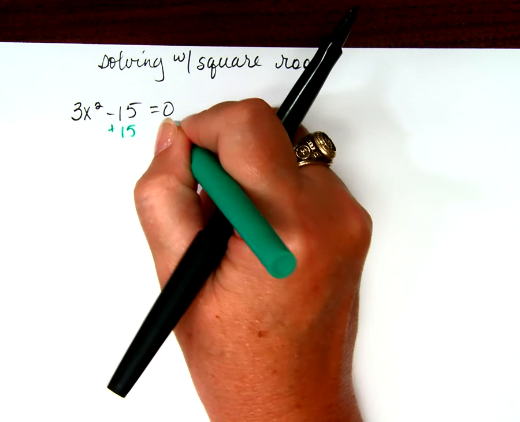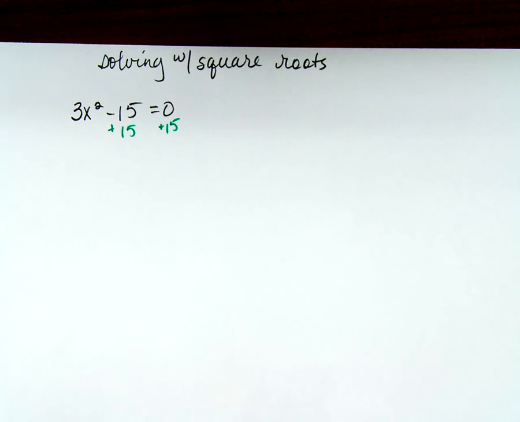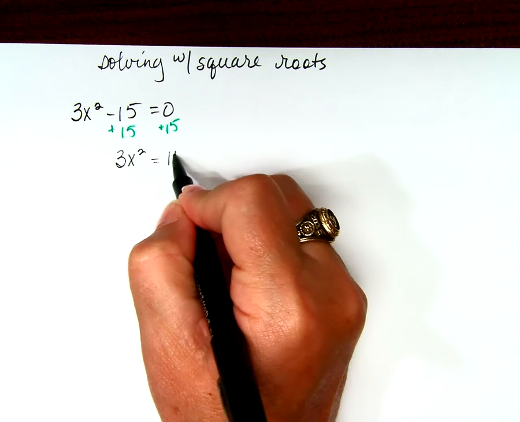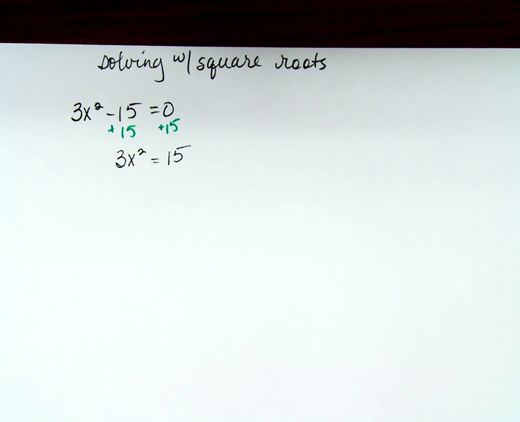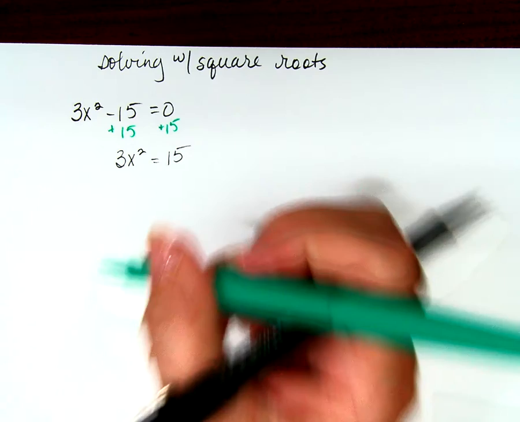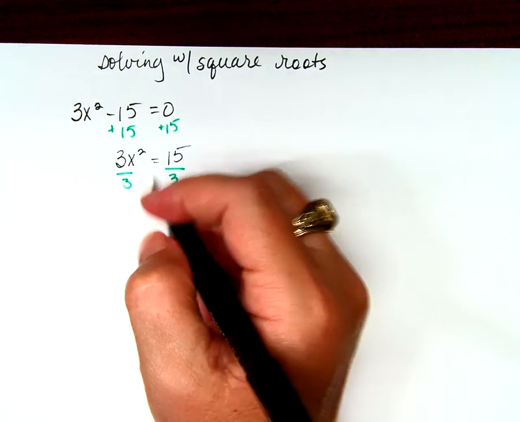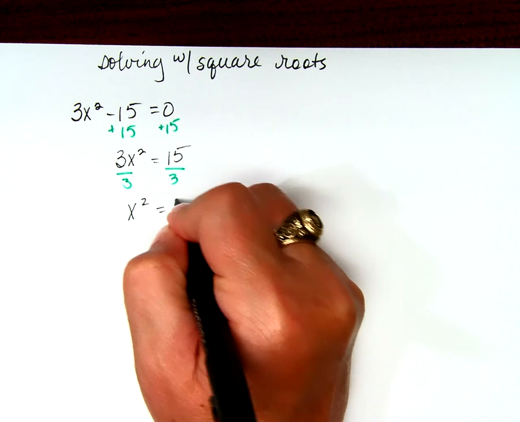Add 15. If I add 15, I end up with 3x squared equals 15. Then what do you want to do? Divide by 3. Then we have x squared equals 5.